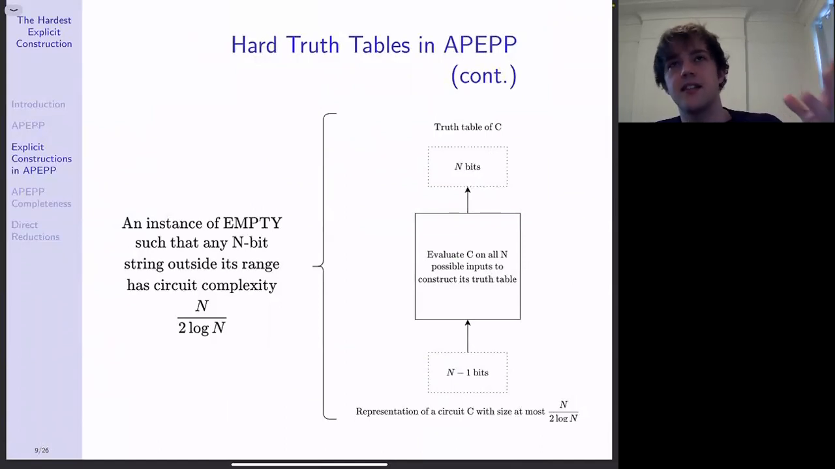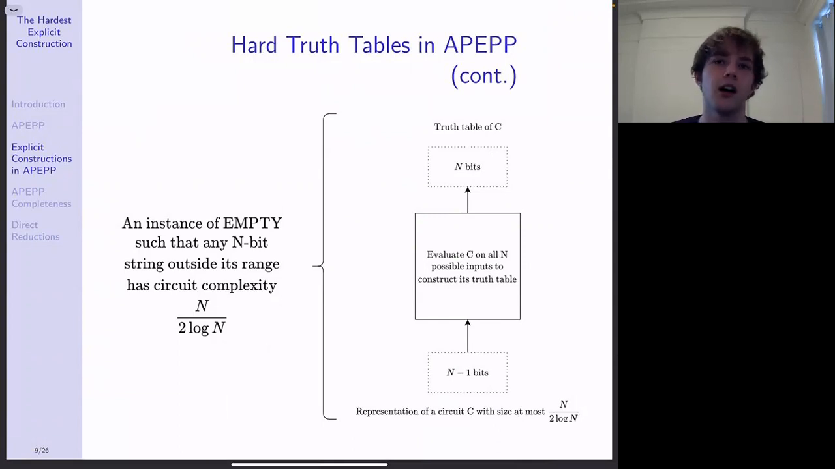We construct an instance of empty which takes big N minus 1 bits, interprets it as a description of a circuit of size big N over 2 log big N, and evaluates it on all little n bit strings. So there's big N of those. We evaluate that circuit on every possible input and then just print out its truth table. That truth table has length big N bits. So this is a valid instance of empty because we have fewer inputs than outputs.